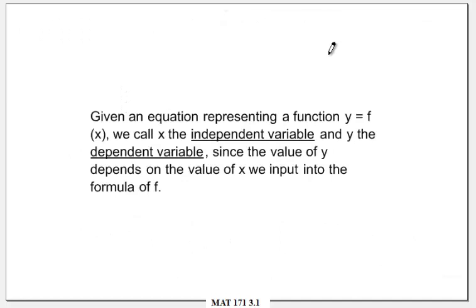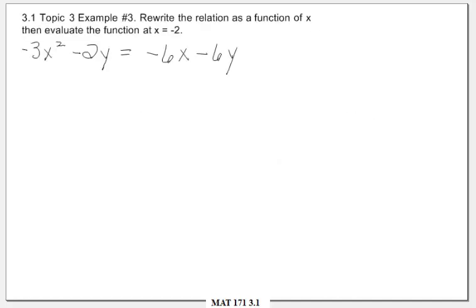Given an equation representing a function y equals f of x, we call the x the independent variable and y the dependent variable. Since the value of y depends on the value of x, we input into the formula of f. For example 3, we want to rewrite the relation as a function of x, then evaluate the function at x equals negative 2. So first we want to set this equal to y, change to f of x, and then substitute in negative 2.